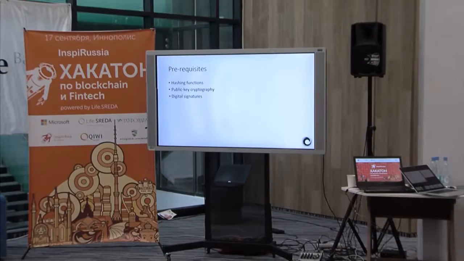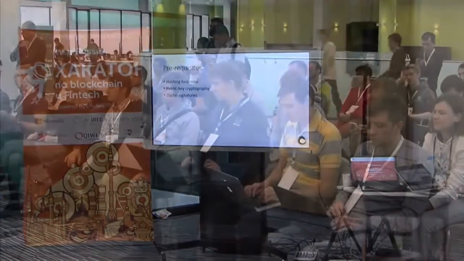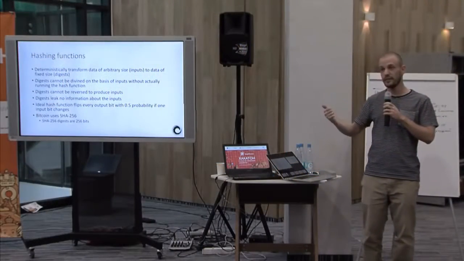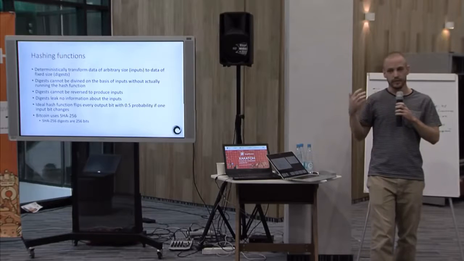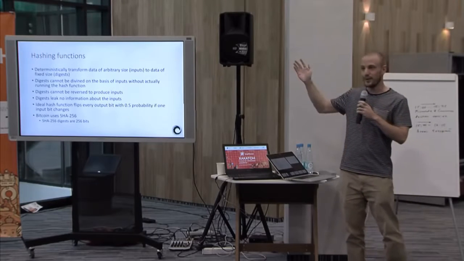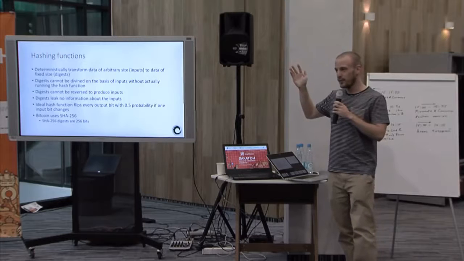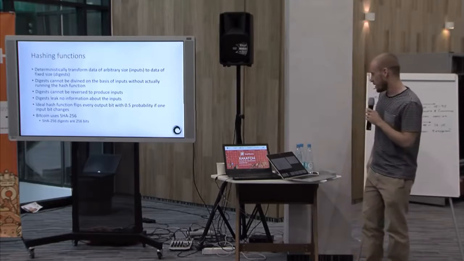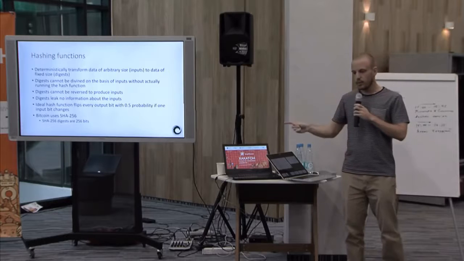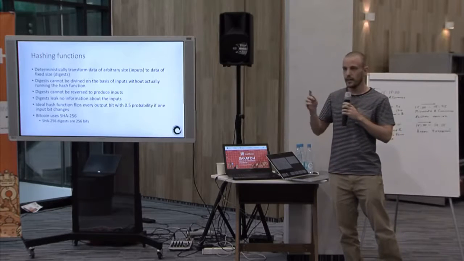So our prerequisites for understanding blockchains: before we know what a blockchain is, there are 3 things we have to understand first. Hashing functions, public key cryptography, and digital signatures. Hashing functions are least important for you right now. Basically, they're fingerprints for data. You take some data of arbitrary size, you run it through a hashing function, you get some fixed size data out. This output is unique, or the odds that 2 inputs produce the same output are astronomically small. And what's important is that the outputs leak no information about the inputs.